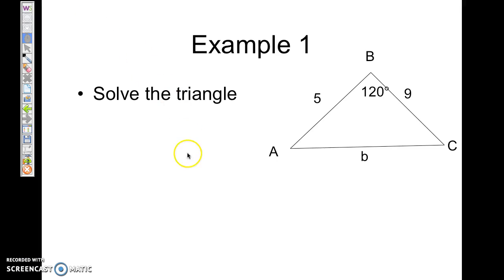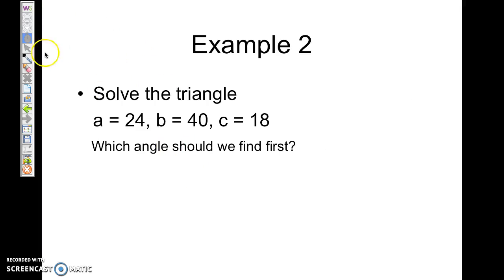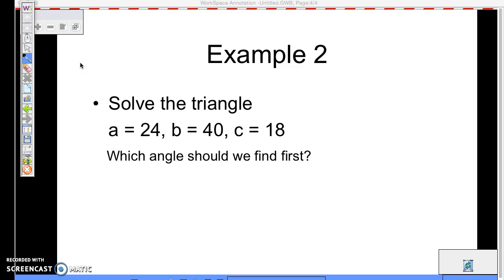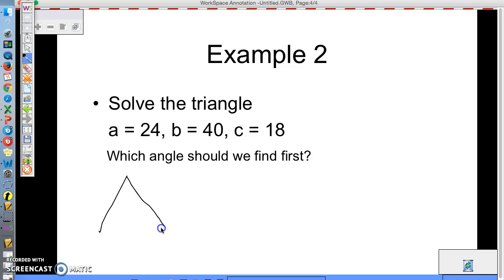Now we're going to look at one more here, using this law of cosines. So on this next page, let's see here. We have to solve the triangle. So it looks like A, B, and C. So little a is 24, b is 40, c is 18.